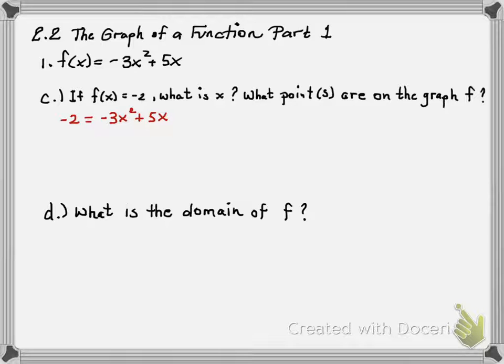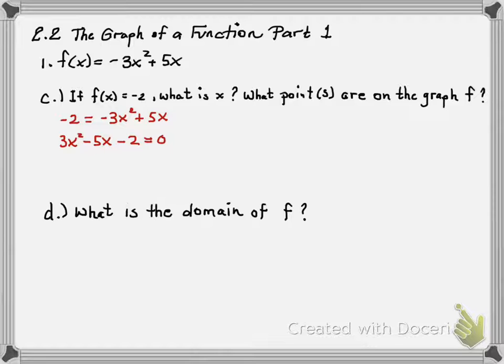Okay, so what we're going to do is we're just going to put everything over on the left-hand side. That makes the quadratic positive, and that's kind of nice. All right, so we're going to add 3x squared to both sides. That gives us a positive 3x squared. We're going to subtract 5x from both sides. That gives us a minus 5x. Drop down the -2, and this equals 0. All right, so basically we put everything over the left, set it equal to 0.